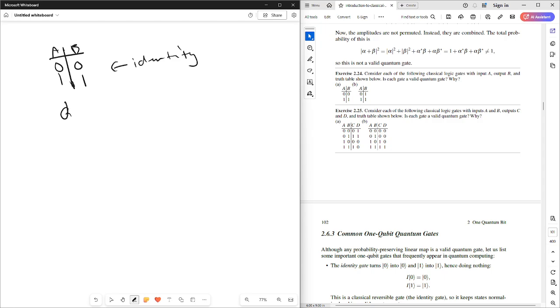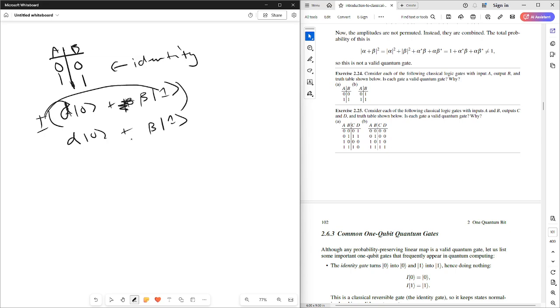So if we had alpha of 0 plus beta of 1, and we applied this identity gate, let's just call it that, right? It's just going to wind up equaling this, right? It doesn't change anything once we apply the gates to each of the individual states.